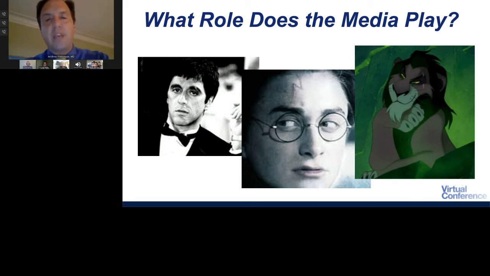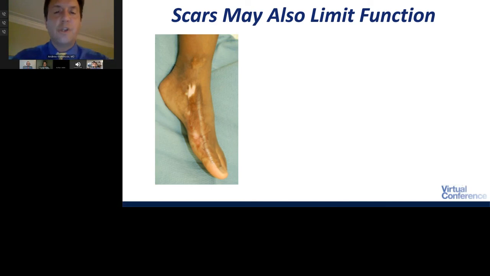But it starts with asking the questions. It starts with listening to the patients and hearing how their scars are affecting them. The focus of this talk is how scars can also limit function. And this was really one of the first patients that I started treating on my own at Children's Hospital. This was a child that was involved in a motor vehicle collision.